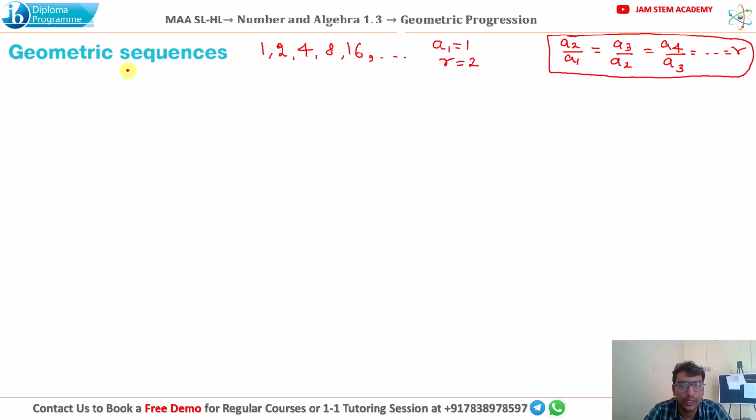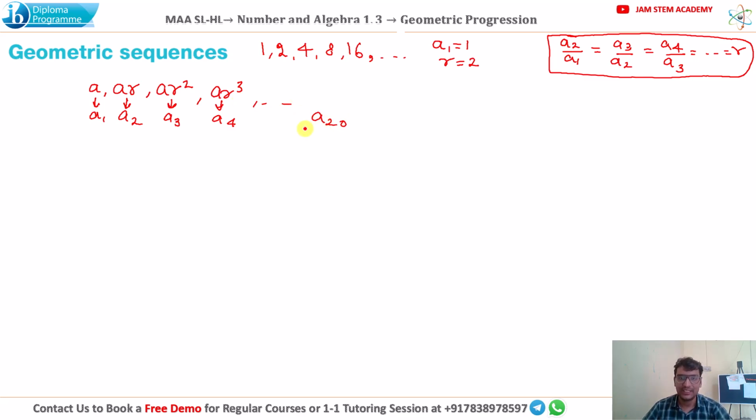Now, if a is the first term, then the next term will be ar, because r is the common ratio. In order to get the next term, we multiply ar by r again, so ar times r gives ar squared. That is the third term. What is the fourth term? ar to the power 3. So can you tell me what will be the 20th term here? For the second term, we have r to the power 1, third term r to the power 2, fourth term r to the power 3. So the 20th term will have a times r raised to the power 19.